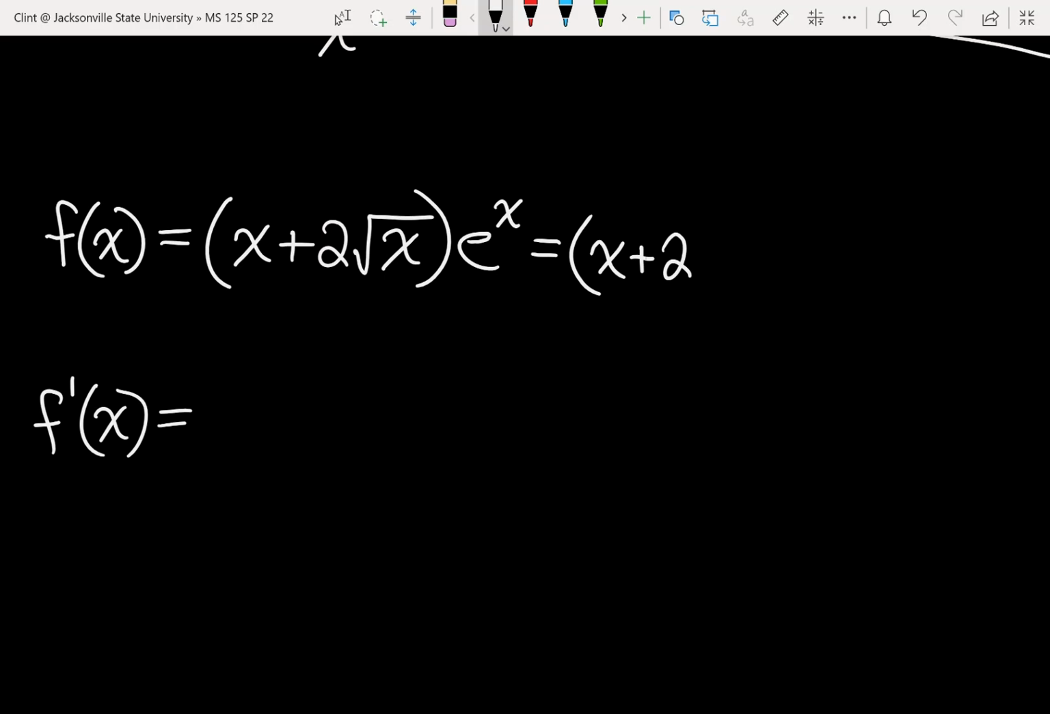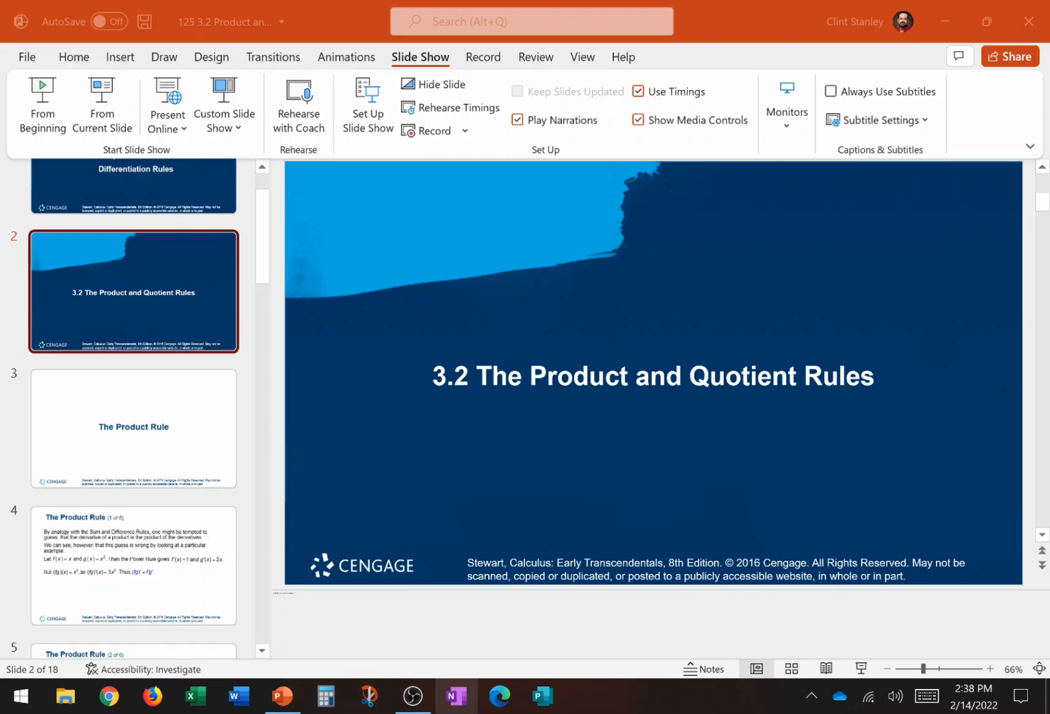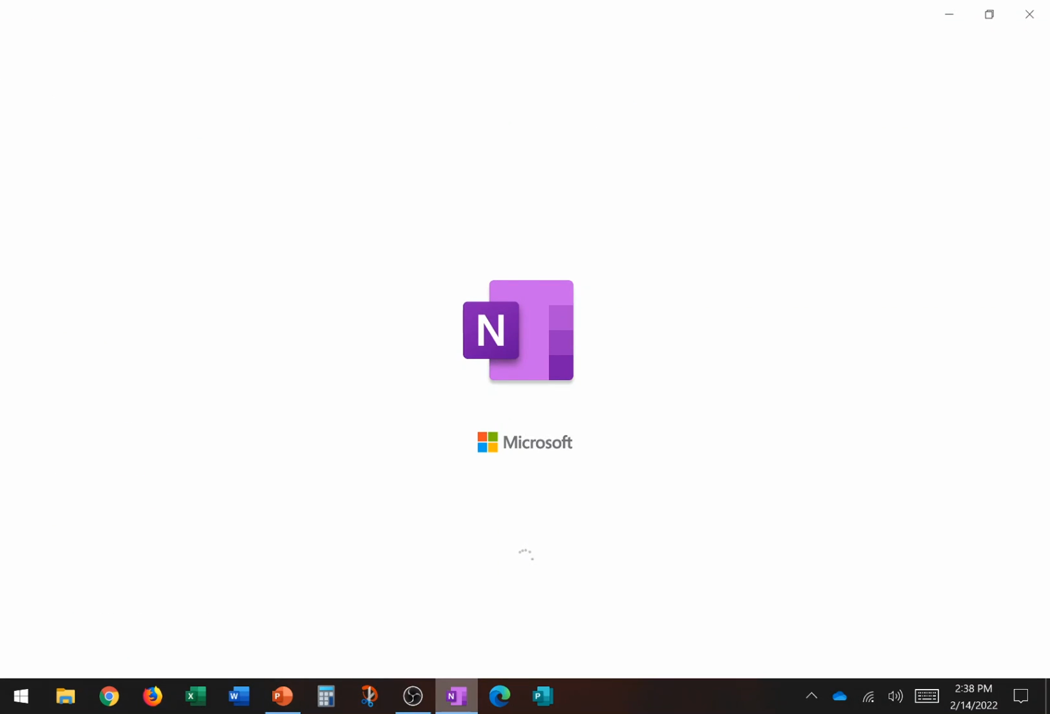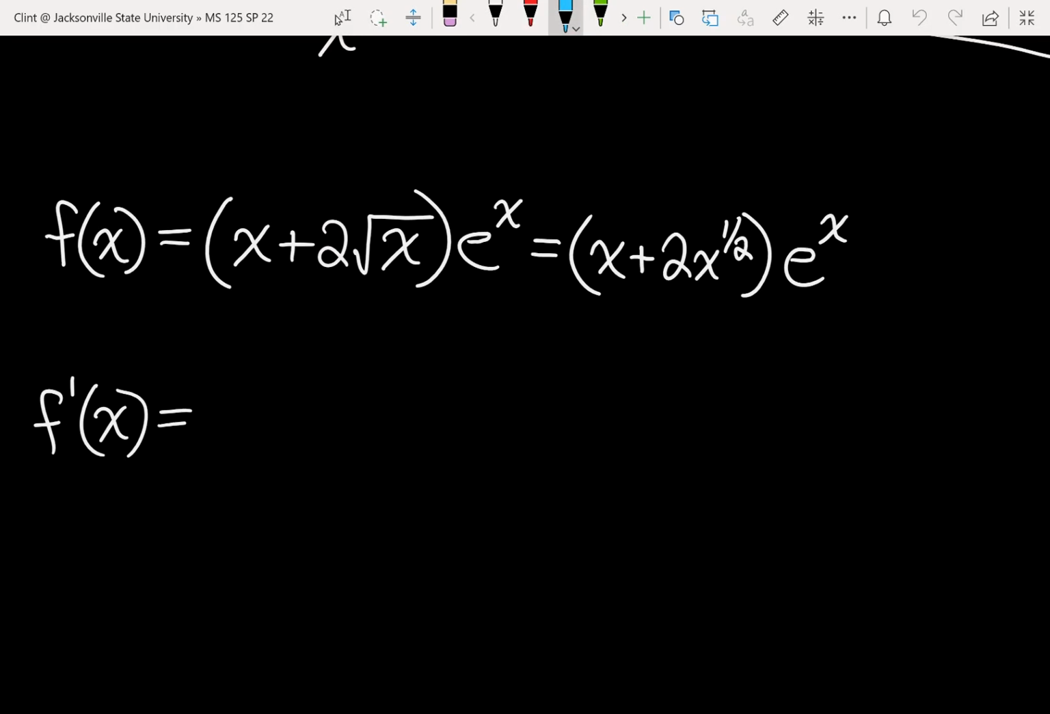x plus 2x to the 1/2 times e to the x. And then the way I remember product rule, u prime v plus uv prime. If you want to remember it in the order the textbook gives it to you, that's fine.